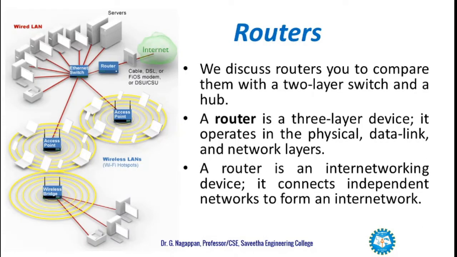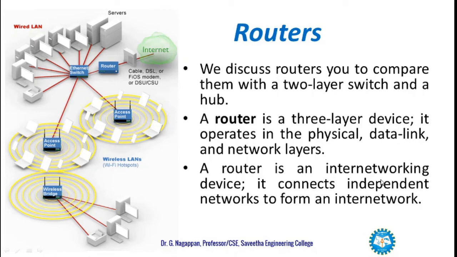Coming to routers, which operate at layer 3, you can see the wired LANs and servers connected with an Ethernet switch through the router to the internet. We try to allow communication between wired and wireless systems, and we are able to communicate with the internet through the router. So a router is a three-layer device. It operates in the physical, data link and network layers.